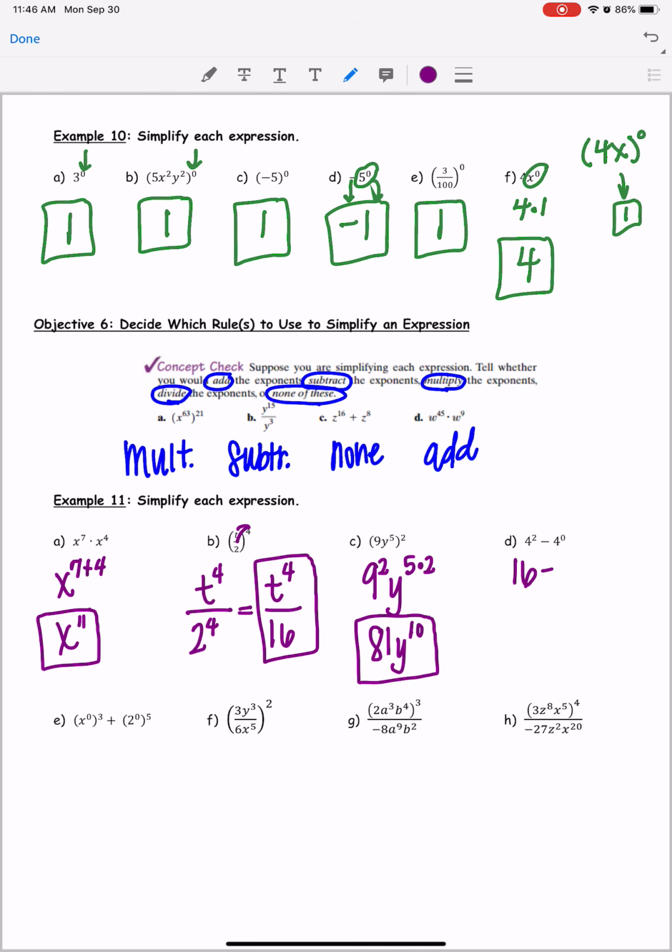minus, what's 4 to the 0 power? That means it's 1. Anything to the 0 power, right, is 1. So then 16 minus 1 is 15. Okay, but you're not doing 2 minus 0 to get 4 squared to get 16. You can't subtract those. The only time you're subtracting is when you're dividing.